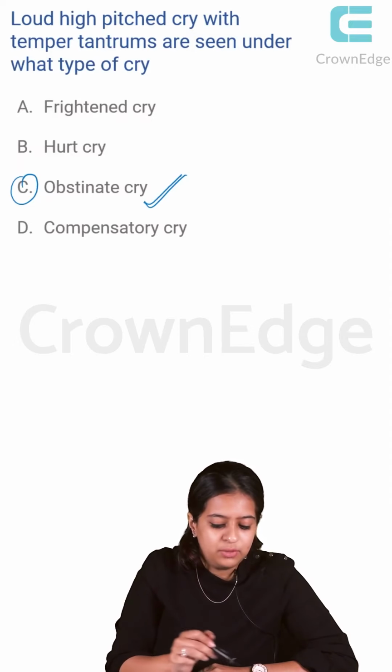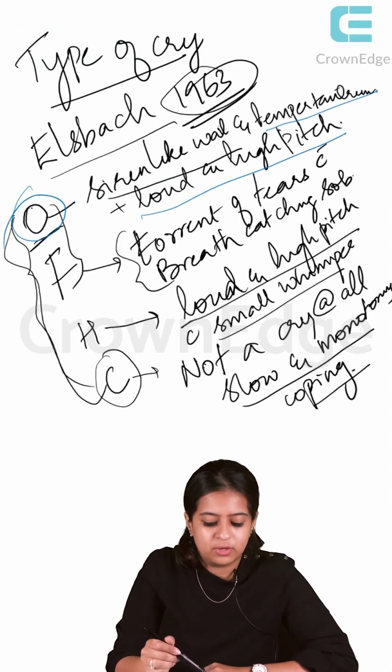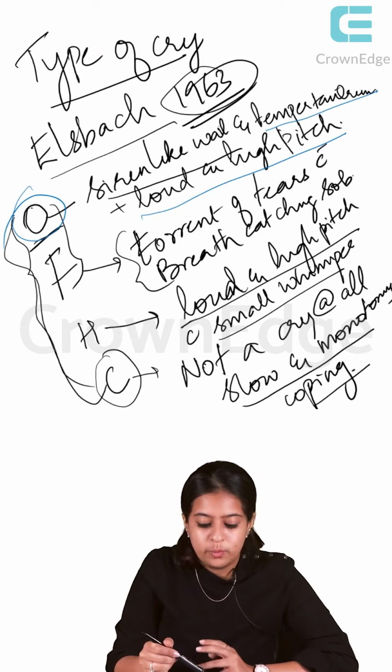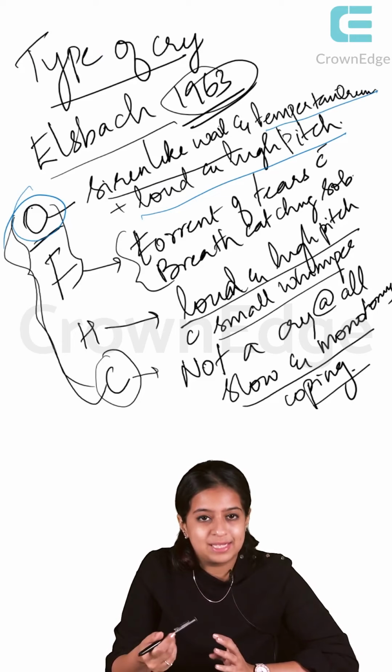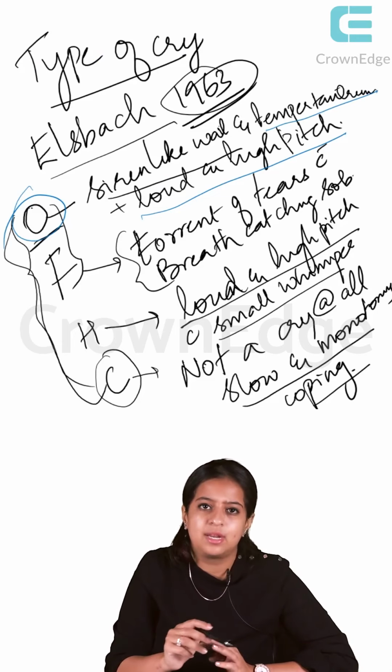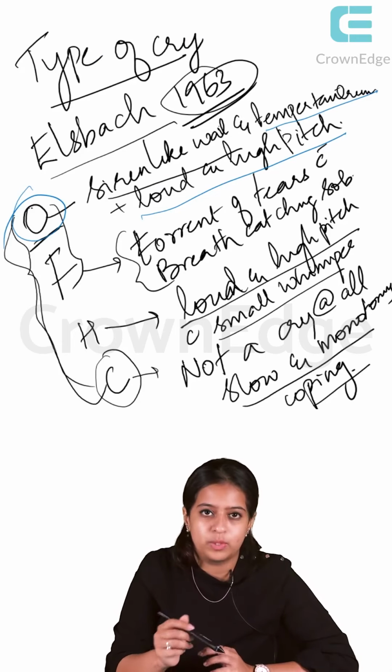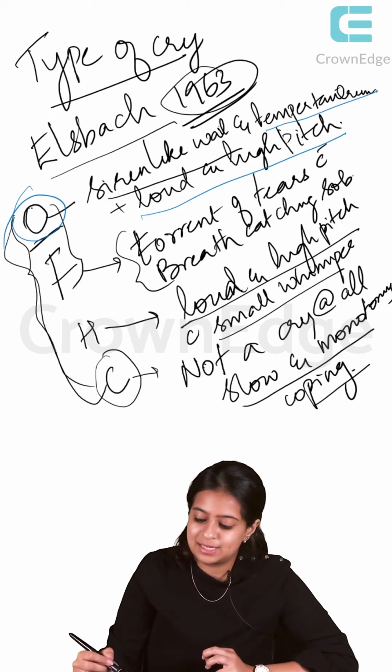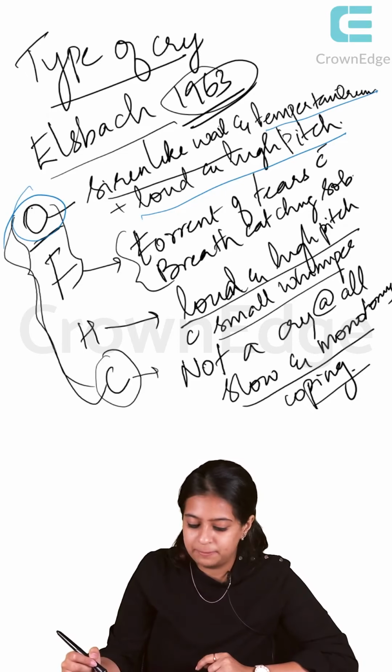They can ask any of these characters, like what I've given. It's not a cry at all. Slow monotone voice. Which cry is used for a coping mechanism, or which has a lot of breath catching sobs. Any of these characteristics can be asked as a question. So be thorough with the types of cry and each characteristic of all the types of cry.